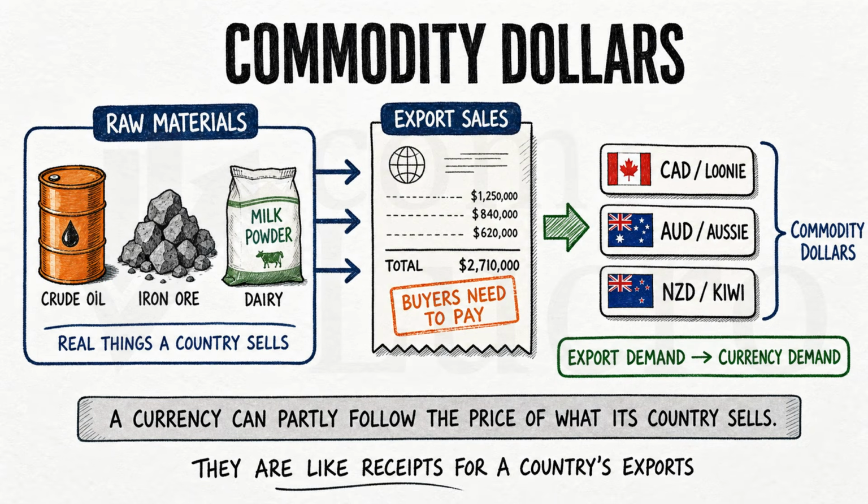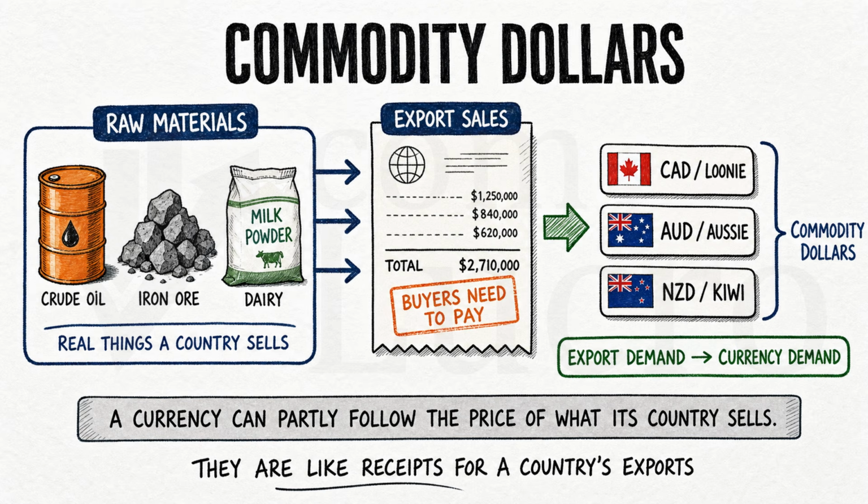So in the last video, we met the two shelters, USD/JPY and USD/CHF, the pairs the world runs to when it gets scared. Today, we go to the complete opposite end of the market, because the three currencies we're about to meet don't care all that much about fear. They care about stuff, real physical stuff you can weigh and load onto a ship. Barrels of crude oil, tons of iron ore, and, I'm not joking, powdered milk.